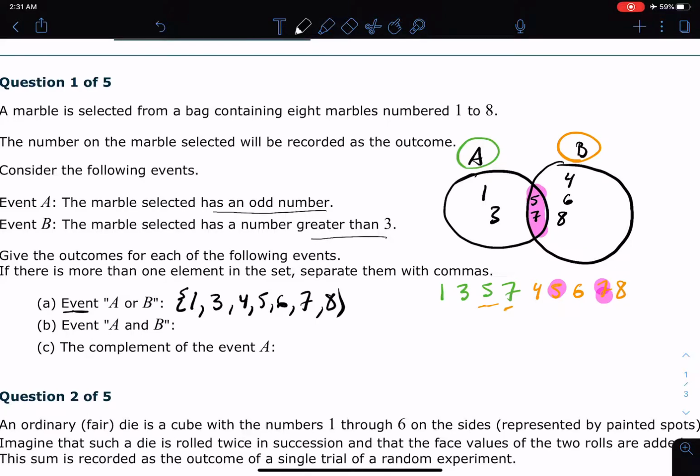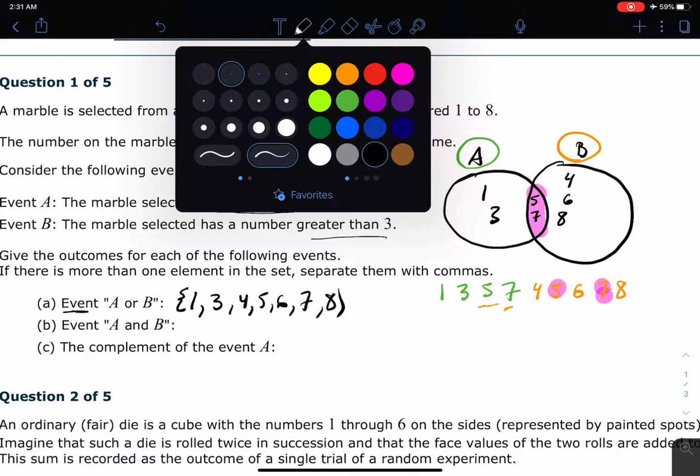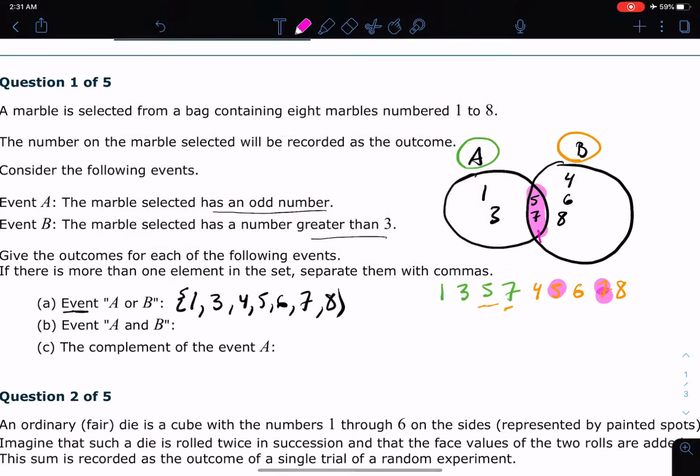And then event A and B, I'm looking for the elements that are in A and B, and that's just going to be the overlapping stuff right here. This is called A and B. So A and B is just going to be 5 and 7.